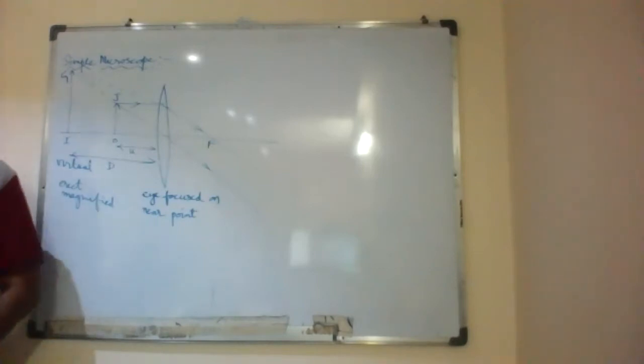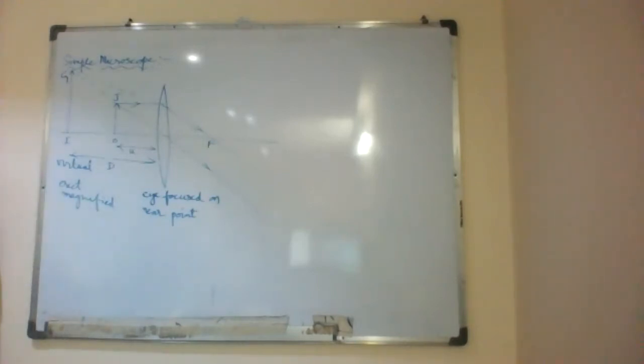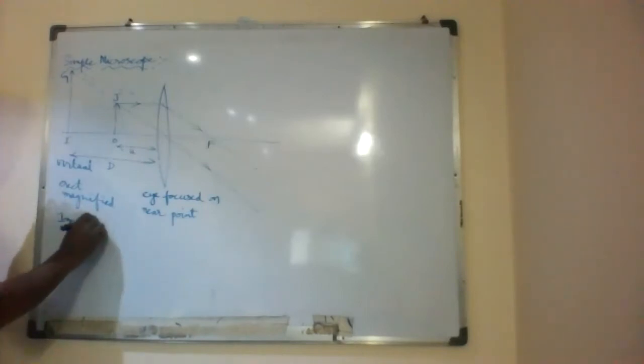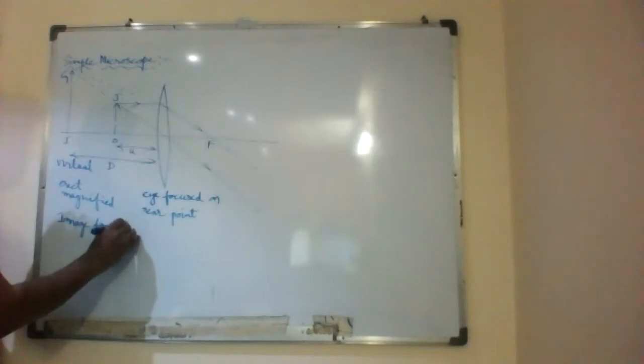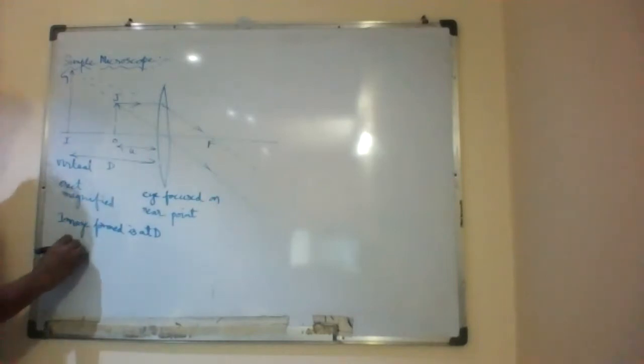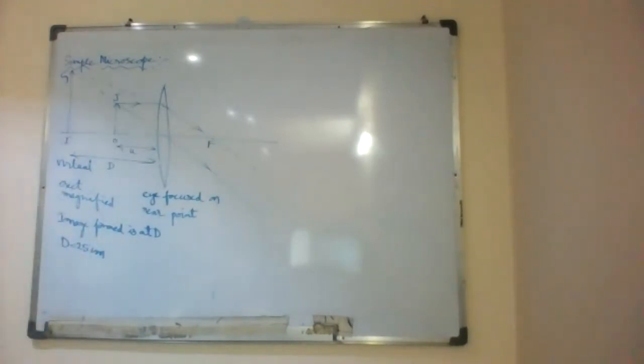Okay, so what is the meaning of near point? The least distance where I can focus and see clearly, the least distance of distinct vision, where the object can be seen clearly. Actually, we say not near point: the eye is focused on the near point, but the image is formed at D, the least distance of distinct vision. Generally the image is formed at D. Here D is 25 centimeter.